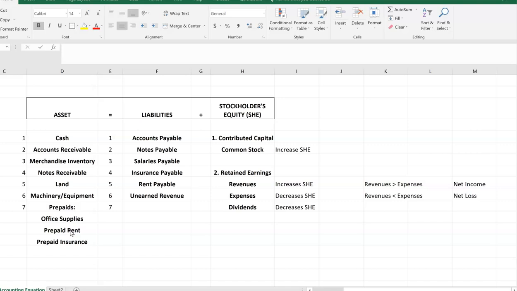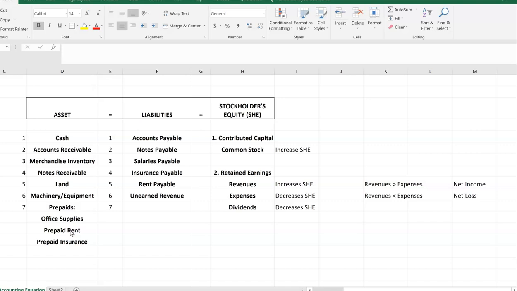Same thing with insurance. You could pay for insurance ahead of time, and I could pay for insurance in January, and I can pay for coverage that will extend through the end of the year or through March or whatever the timeline is. I'm paying for the insurance in advance. Also an asset.